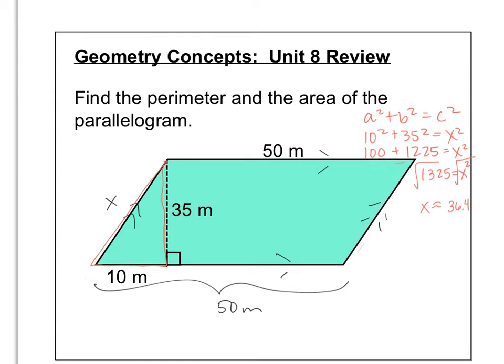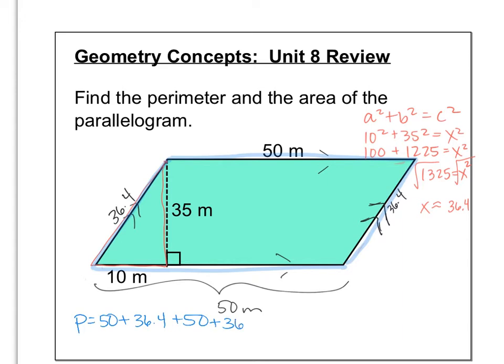I'm going to erase this X now, and I'm going to put over here 36.4. And remember, the side across from it will also be the same. So this side over here will also be 36.4. Well, now I can get the perimeter. I'm going to add up the 50, the 36.4, the 50, and the 36.4. So P equals 50 plus 36.4 plus 50 plus 36.4.